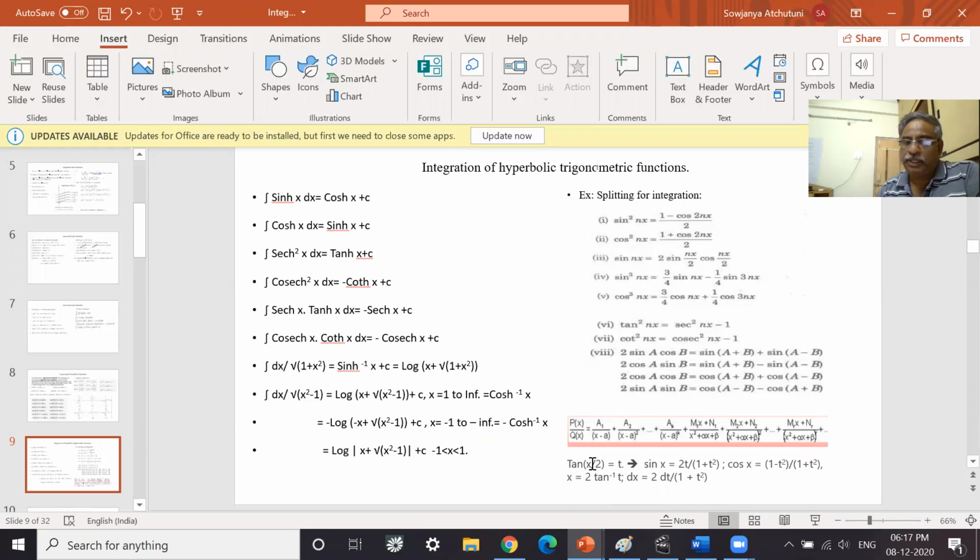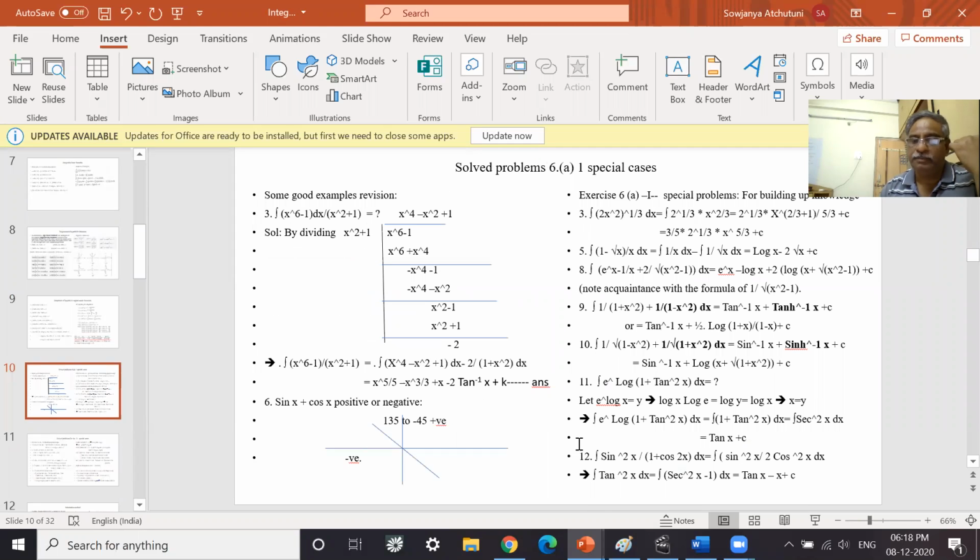Suppose here tan x by 2 is t. So what is x here? x is 2 tan inverse t. So dx is equal to 2 into dt by 1 plus t square, the differentiation of tan inverse t. So I can use this in place of dx: I put 2 dt by 1 plus t square. In place of x by 2, I put the corresponding terms. Tan, sin, cos are all converted into t. So it is easy for me to solve my integrations.